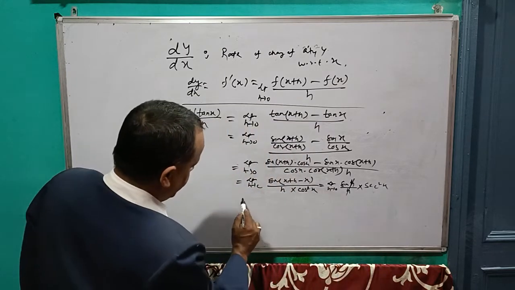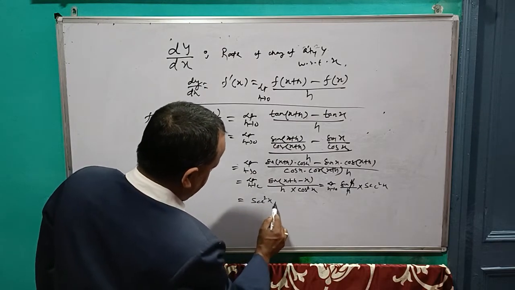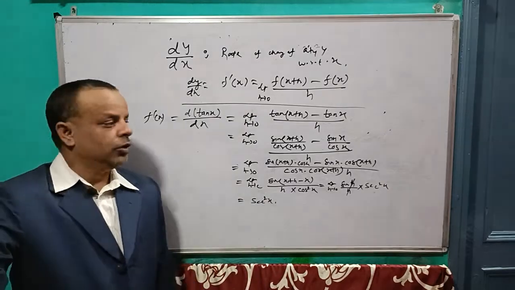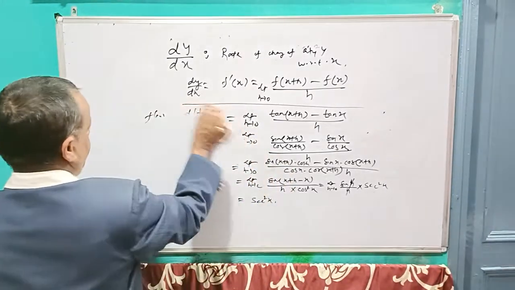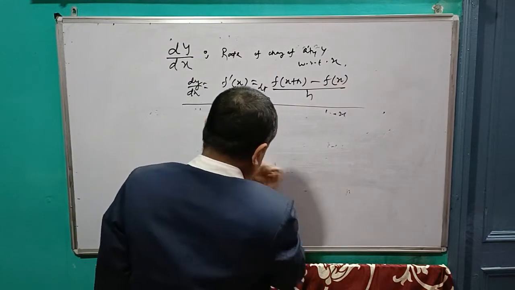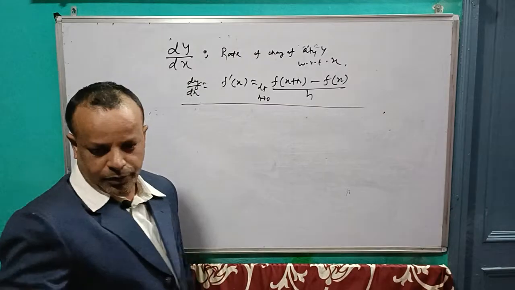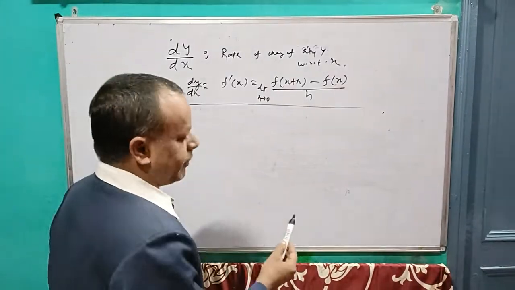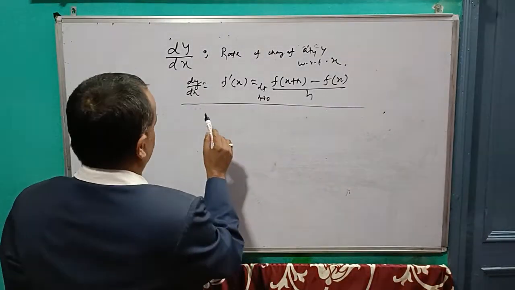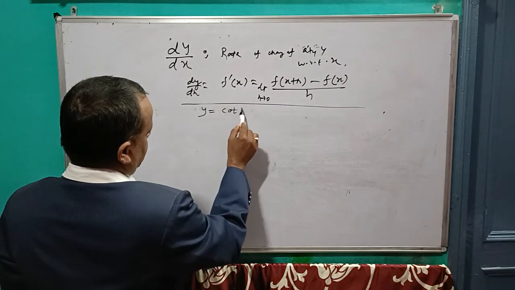So what we get? The derivative of tan x is sec square x. Now we'll go for the derivative of cot x. This is according to the first principle. We are solving the derivative using first principle. We are proceeding for the derivative of cot x.